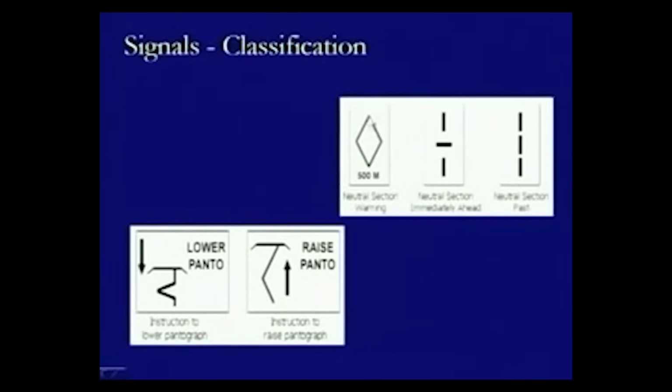This is neutral section at a distance of 500 meters. Then this is neutral section immediately ahead, that is you are entering the neutral section, and this is the neutral section which is already being crossed, and now you are coming into the electrified section. So, it says that neutral section at 500 meters. This is how the electric traction is being defined in this case.